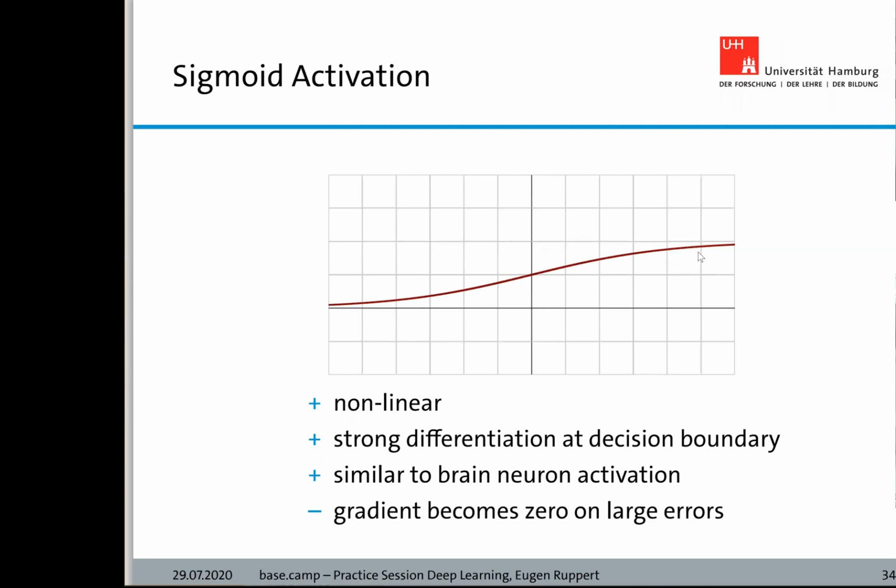What is good is something like a smooth step function. For example, the sigmoid function. It's especially good to differentiate between two classes because around 0, it has the highest inclination. So it really spreads those examples apart. And here some learning is happening.